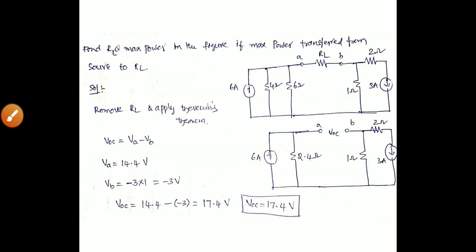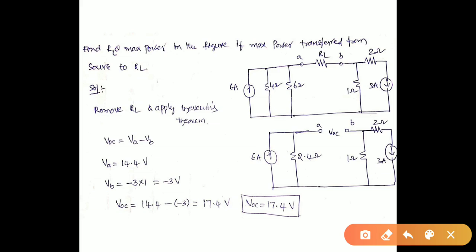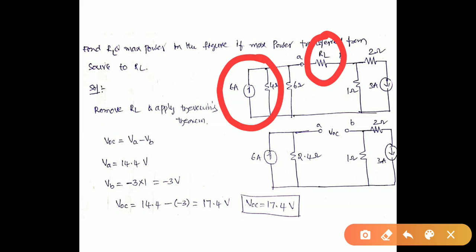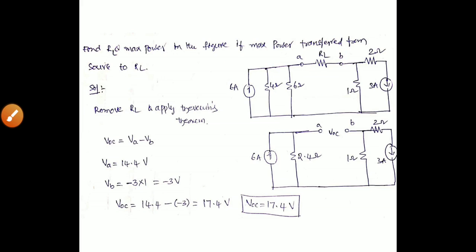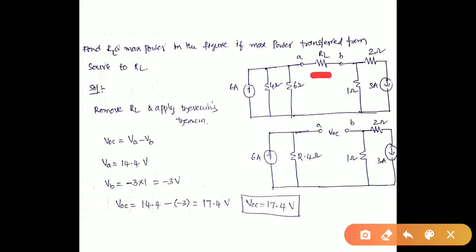The second problem is to find the load resistance and maximum power in the figure if maximum power is transferred from source to load resistance. From the figure, we have a current source along with a parallel resistance, and the load RL is connected across A and B. Therefore, we have to calculate the amount of load resistance and also the amount of maximum power transferred from source to load.